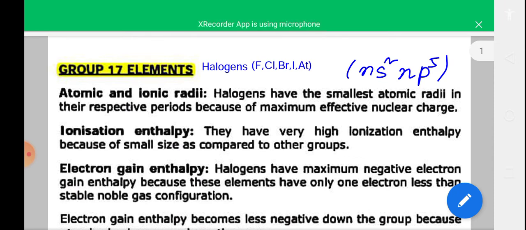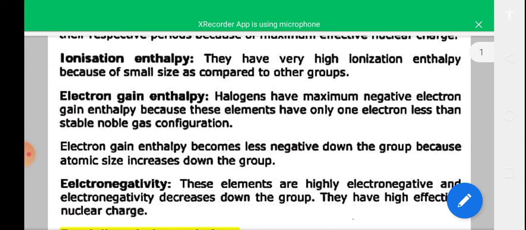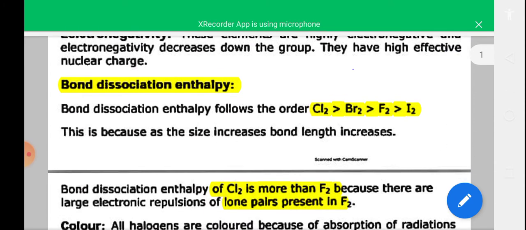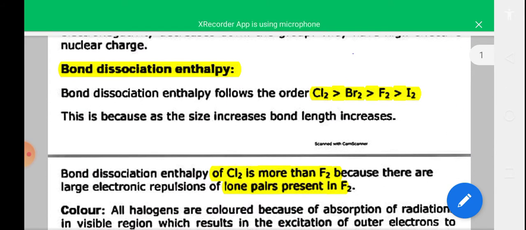Atomic and ionic radius, you know that down the group atomic and ionic radius increases, fluorine is the smallest. Ionization enthalpy is also given, and electronegativity, these are general properties. Okay, now see bond dissociation enthalpy of different halogens. Halogen molecules are diatomic, that is F2, Cl2, Br2, I2, these are halogen molecules.